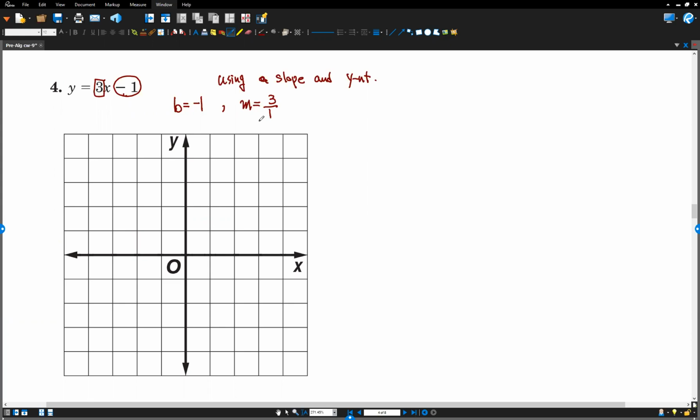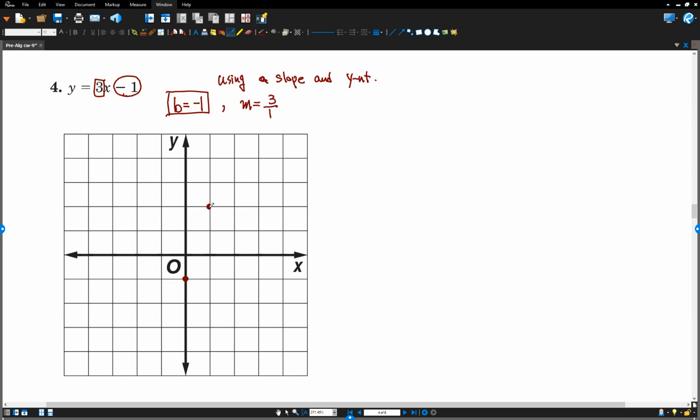Now using these two, we're going to make a graph. Our starting point is -1. This is the starting point on the graph, negative. Where is -1? This point is -1, the y-intercept. What's next? You find the next point using the slope. The slope is 1 right, 3 up. 1 right, 3 up over here, right? That is the next point. That's enough.